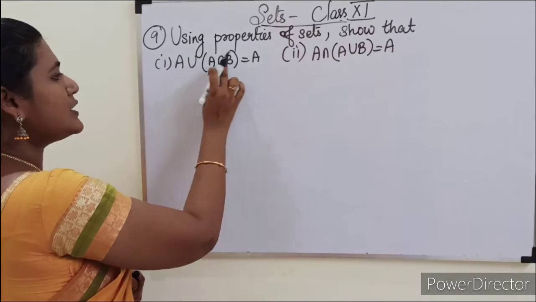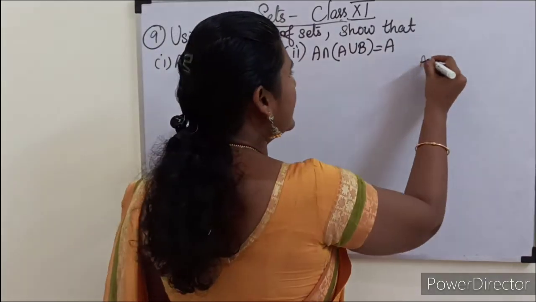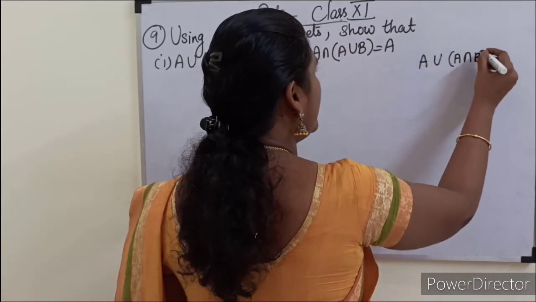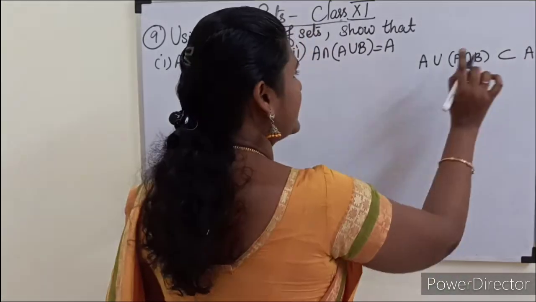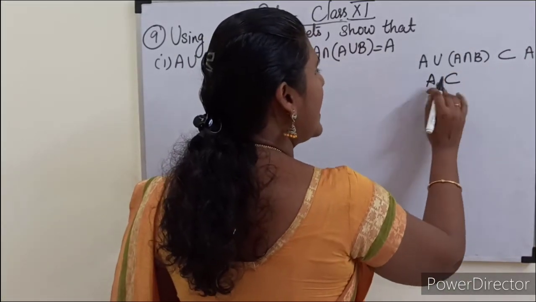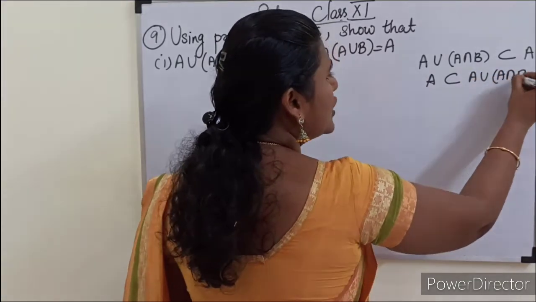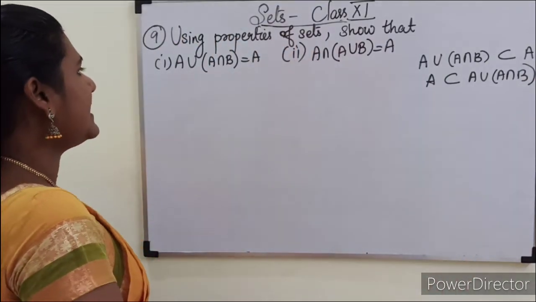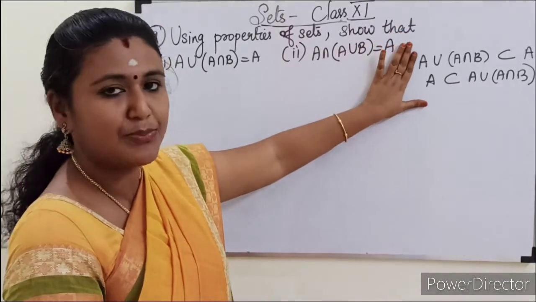For proving these two sets are equal, we have to show two conditions. The first condition: A union (A intersection B) is a subset of A. We have to prove this case first. Then you have to prove A is a subset of A union (A intersection B). So these two statements you have to prove. Then we can say that these two sets are equal. So we are going to use this method only.